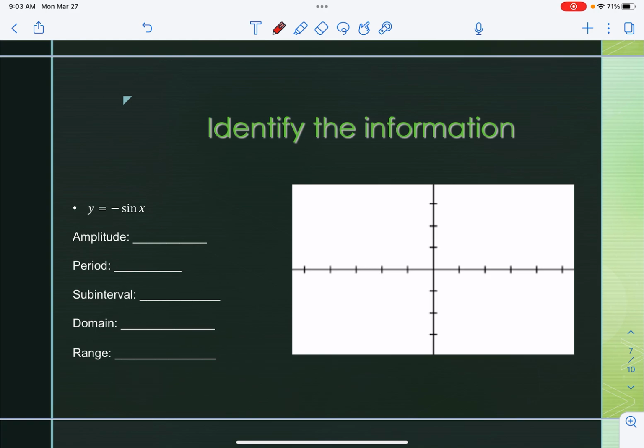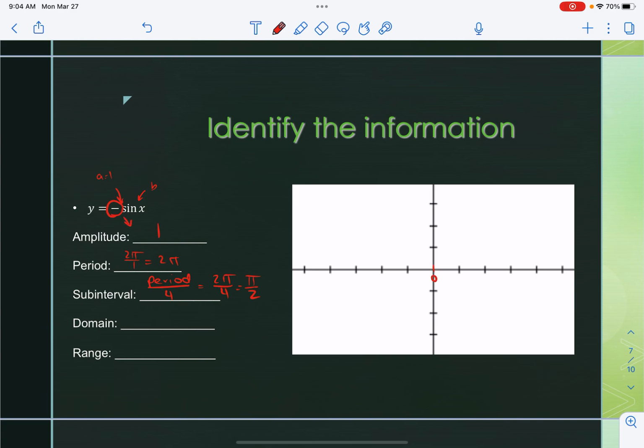Now notice the next one, the A value is still 1, because remember we're taking the absolute value. The period, that's our B value, would be 2 pi over 1, which is just 2 pi. Remember the subinterval is the period divided by 4, which is 2 pi over 4, which gives us pi over 2. Now, very important with this negative.